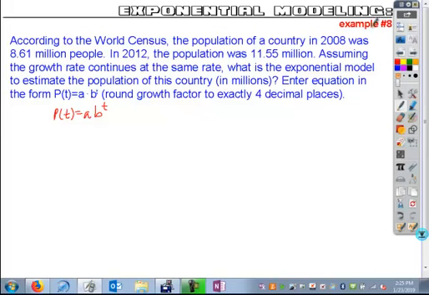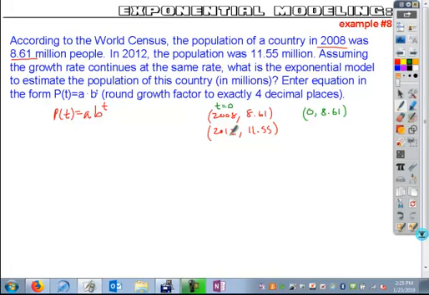All right, so when you look at the information that you're provided, you have 2008 corresponds to 8.61, and 2012 corresponds to 11.55. You're told that it's exponential growth, so you're going to look at this model. Well, the first thing to realize is that this represents t equals 0. Okay, so that's what you're going to look at first. So the actual point is 0, 8.61 in terms of t and p of t.